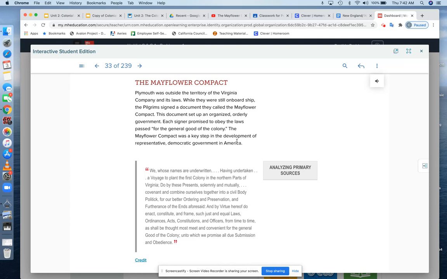While they were still on board the ship, the Pilgrims signed a document that they called the Mayflower Compact. This document set up an organized, orderly government. Each signer promised to obey the laws passed for the general good of the colony. The Mayflower Compact was a key step in the development of a representative democratic government in America.